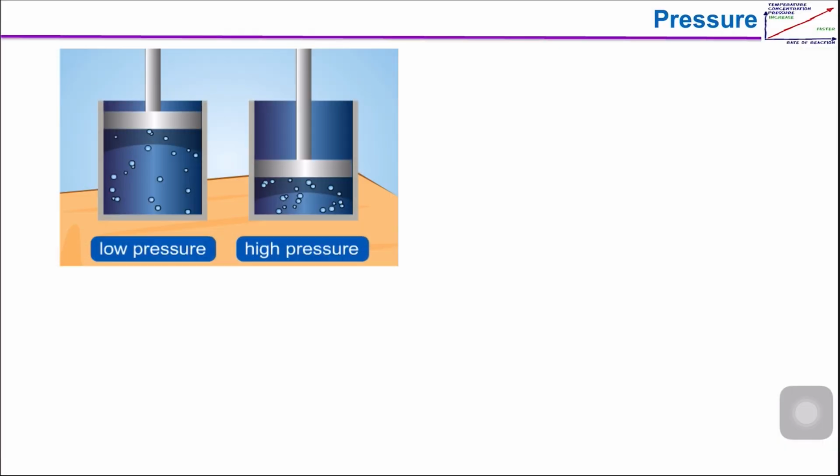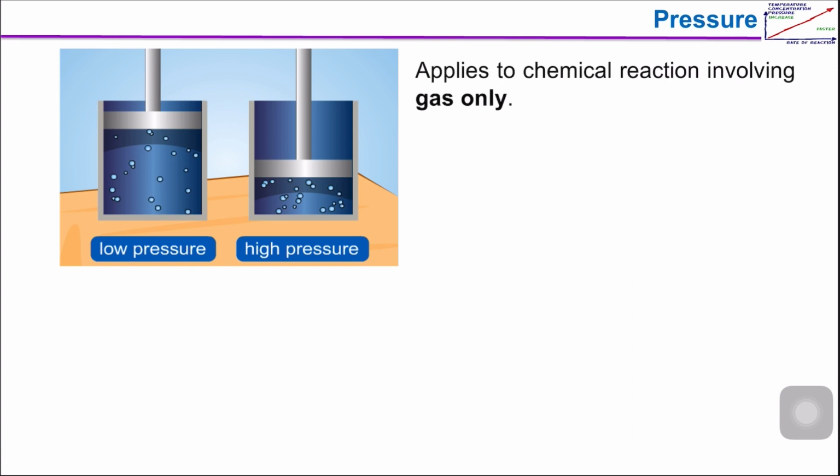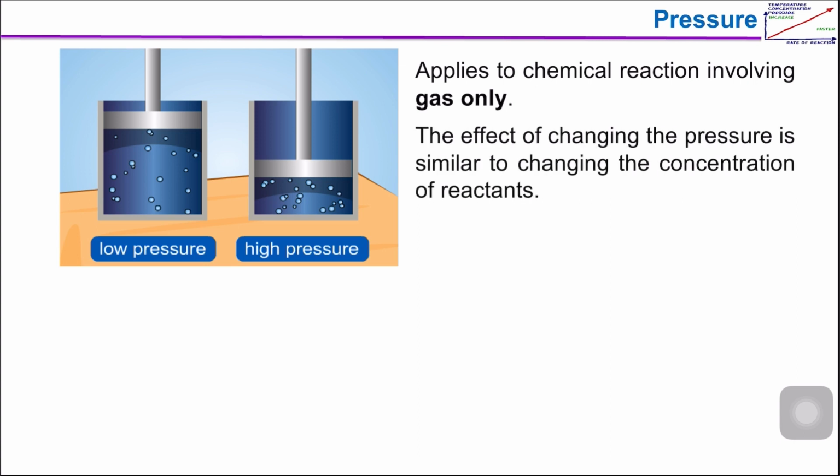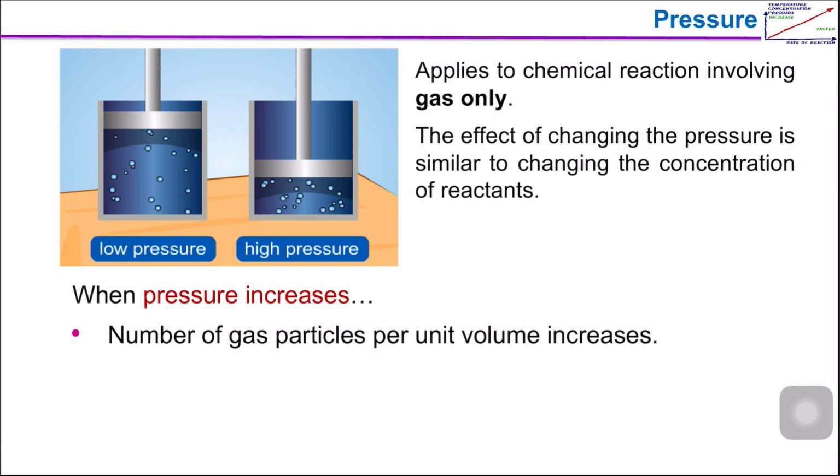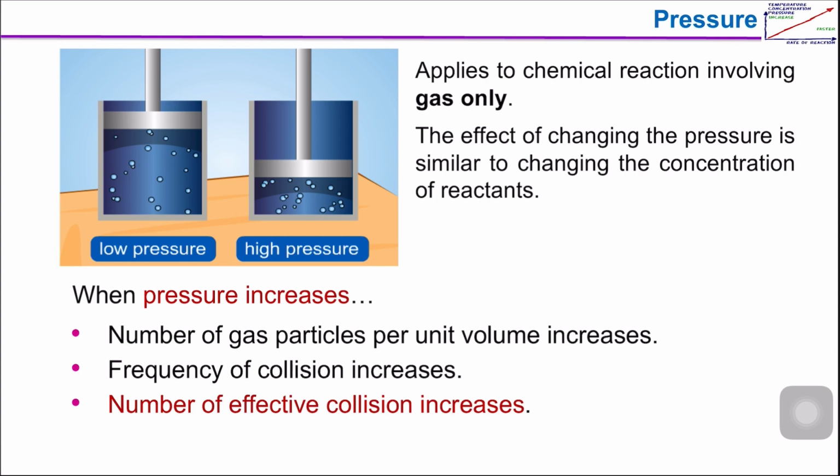Let's go for pressure pula. So pressure only applies for chemical reactions involving gas only. So the effect of changing the pressure is similar to changing the concentration of reactant. So bila awak increase the pressure, volume akan berkurang. So number of gas particles per unit volume tu akan bertambah apabila awak increase the pressure. Therefore, frequency of collision increases, number of effective collision increases, hence reaction rate also increases.